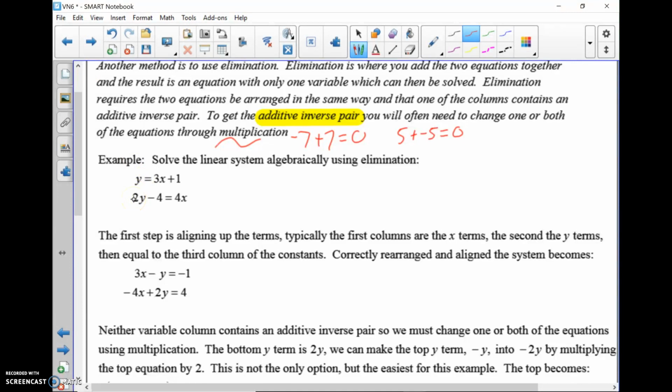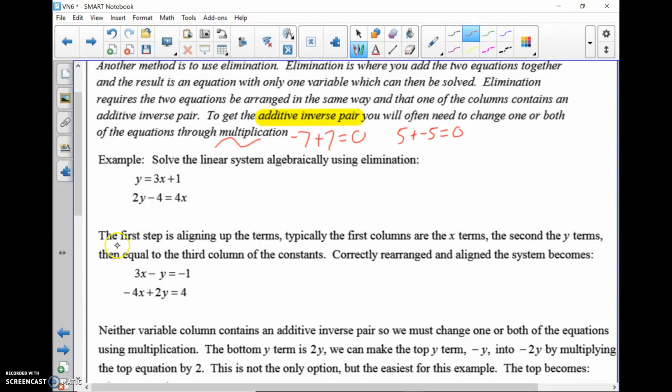Sometimes you're told you have to do one method over another, maybe on a chapter test. I don't think a Regents exam would ever tell you you have to use elimination or substitution. But there are times where one is easier than the other. That's why we make a point to teach you both methods. So looking at this right away, substitution probably would be the way that I would go. But we want to practice the elimination method.